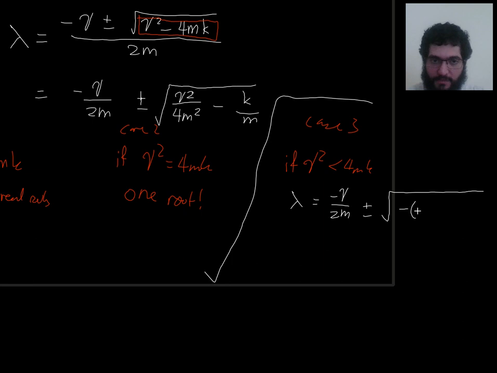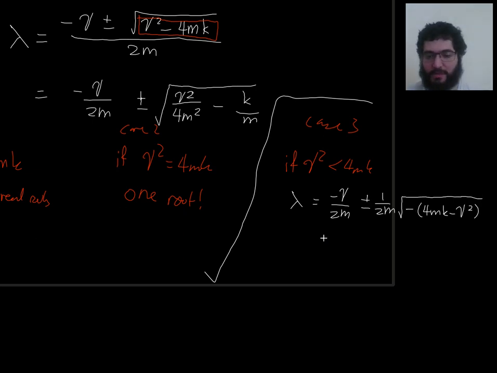Then look at it like this. The square root of negative, 4mk minus gamma squared, and also 1 over 2m. So I just rewrote this basically, put a minus sign and also flipped around the subtraction here. So this is definitely correct, right? Okay, just cleaned up the way it looks. The reason I'm writing it like this is that this portion here is now positive. If we're in case 3, if this is true, then this here is positive.